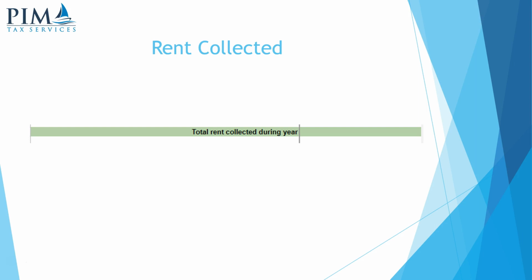If your tenants paid a security deposit, that is not included in this total until you determine that you're keeping it. So when the tenant moves in and they pay the security deposit, it is just held as a security deposit. It is not rent. When the tenant moves out and you determine that you're going to keep some or all of the security deposit because the tenant has done damage to your property, then that amount is converted to rent and included in this total.